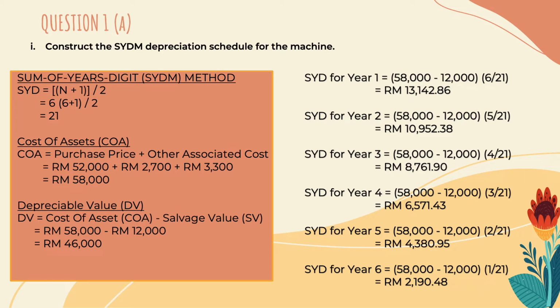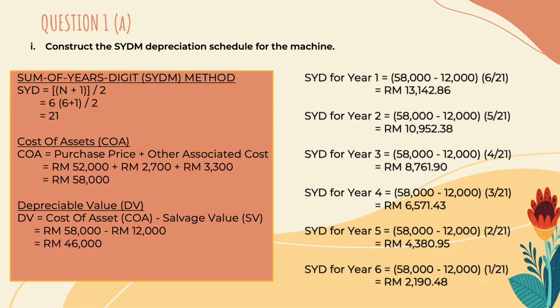After we get those information for SYD rate, COA and DV, we can proceed to the SYD for year 1, which is the formula 58,000 minus 12,000, and then times the rate that you get, which we will start first with year 6 divided by 21. So SYD for year 1 is 13,142.80, and repeat the same formula for the SYD for year 2, year 3, year 4, year 5 and year 6.